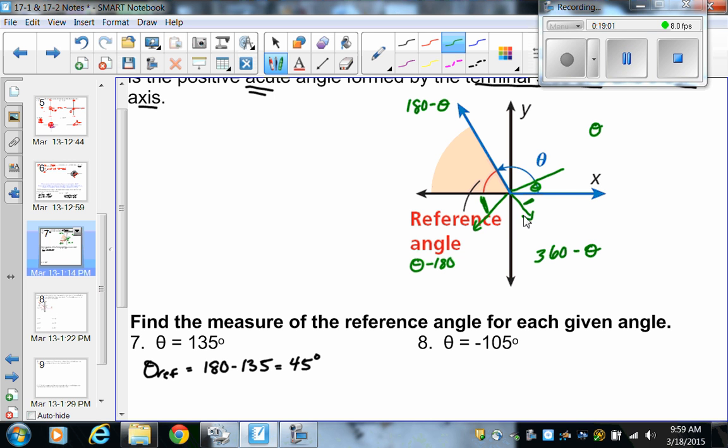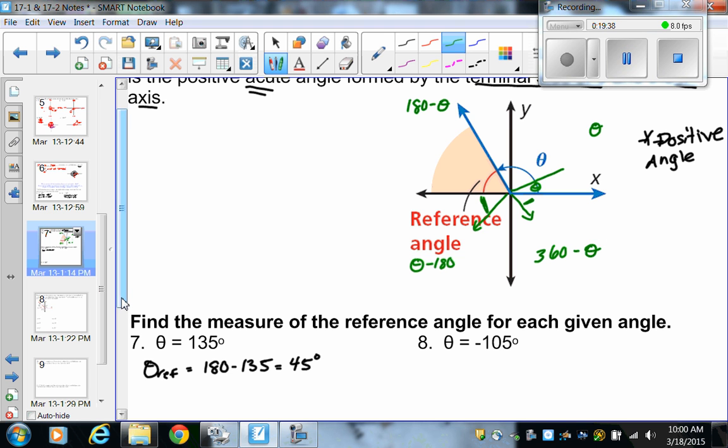And so whether you understand the little drawings here, what really needs to be understood is that in the first quadrant, your reference angle is just going to be theta. In the second quadrant, your reference angle is going to be 180 minus theta. In the third quadrant, it's going to be theta minus 180. And in the fourth quadrant, it's going to be 360 minus theta. Now, all of this is if it is a positive angle. If it's a negative, you're first going to have to make it a positive.